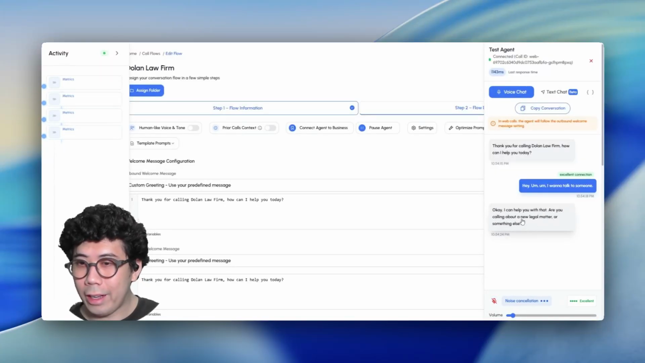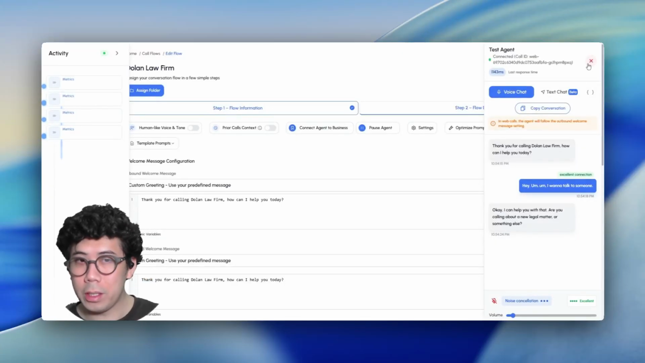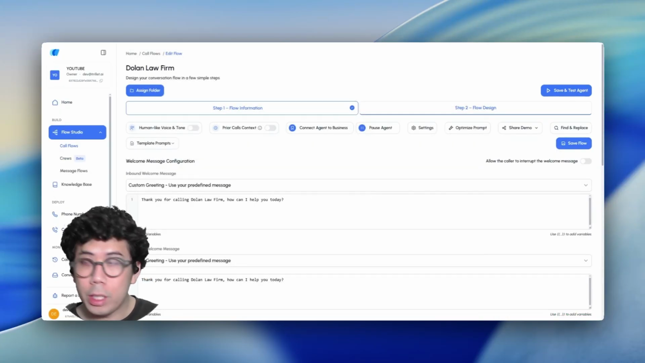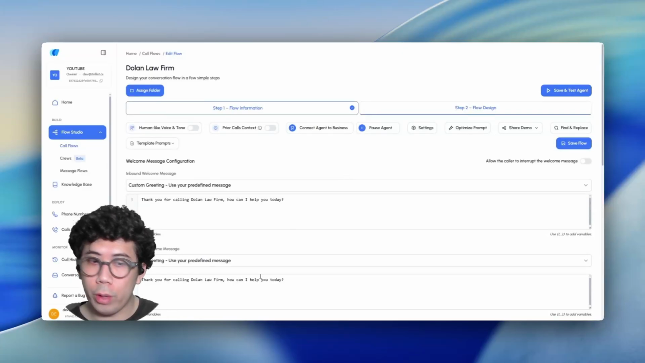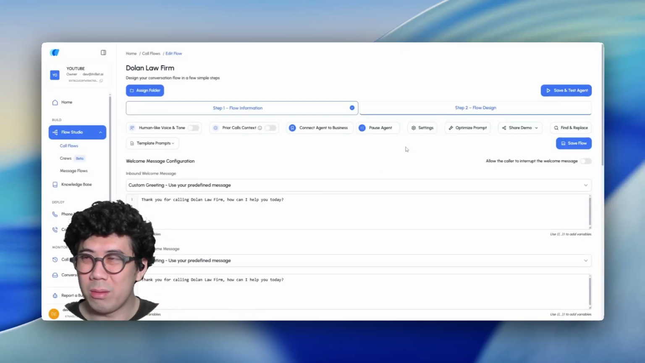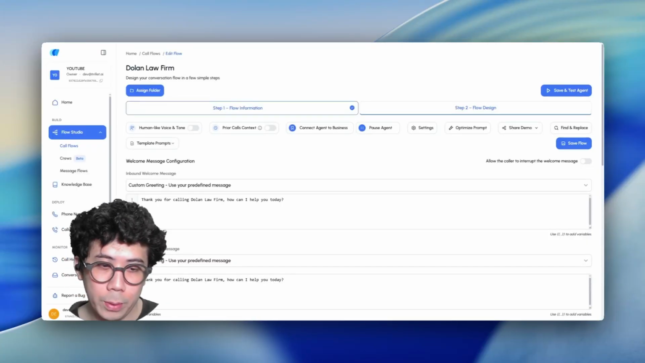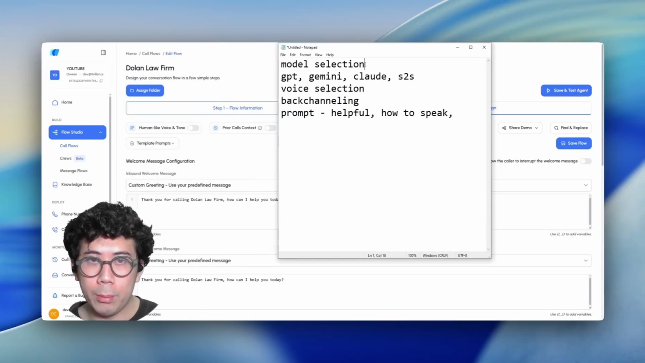You can see that it says, hey, I can help you with that. Are you calling about a new legal matter, or are you XYZ? That is basically very typical. But you can see how GPT has a less AI-like pattern when it comes to the speech. And that is what I mean by the model selection.